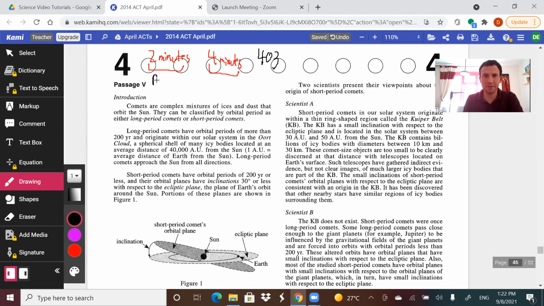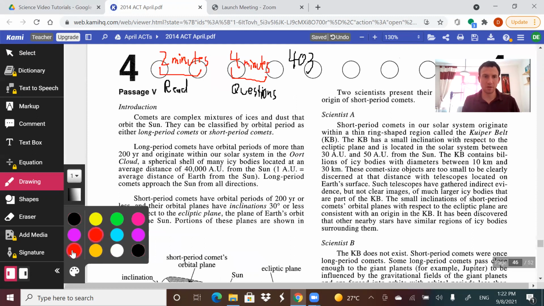So read and questions. Okay, so let's go right into this and figure out what's the background, what's the phenomenon the scientists are trying to explain, and then how are they similar and how are they different in their explanations. Let's go with red.